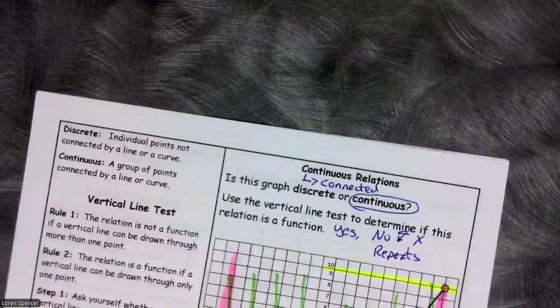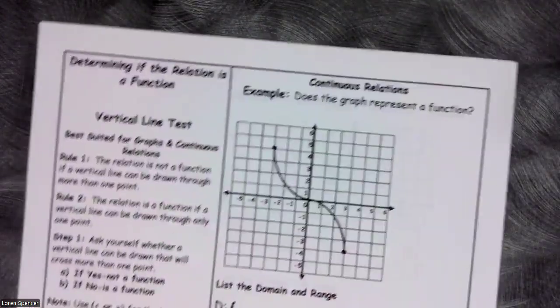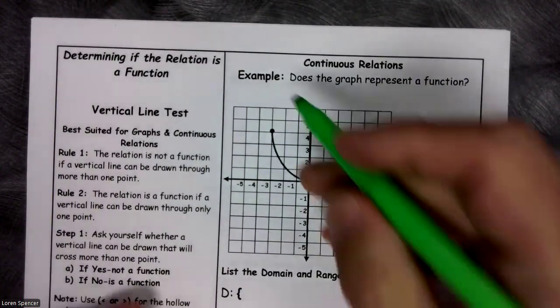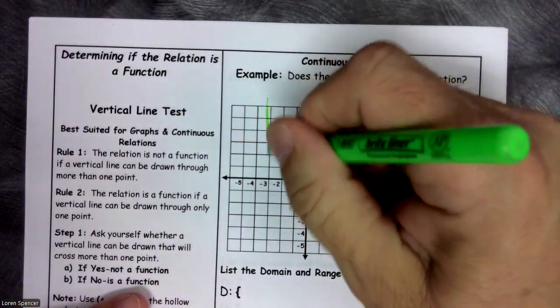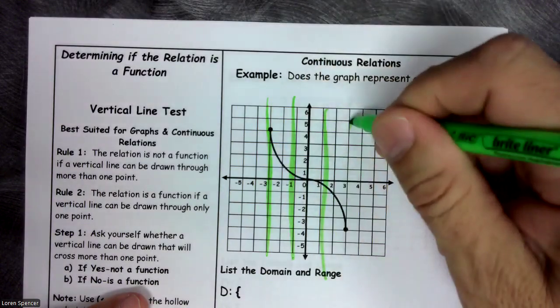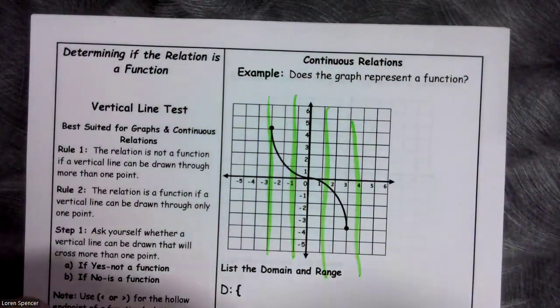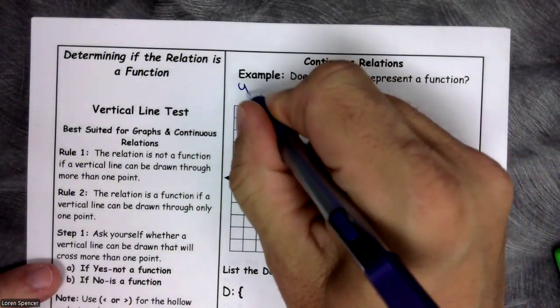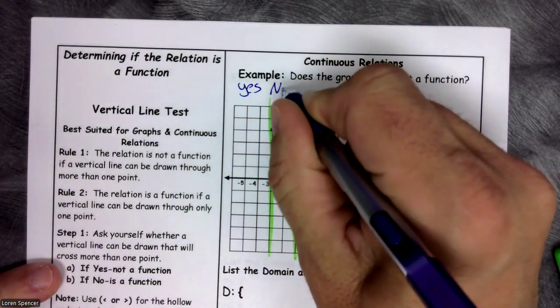So let's try a couple of these. Okay. So does the graph represent a function? Well, first off, vertical line test. I can only hit it in one spot. Anytime I drew a line, I was only hitting one point. So yes.